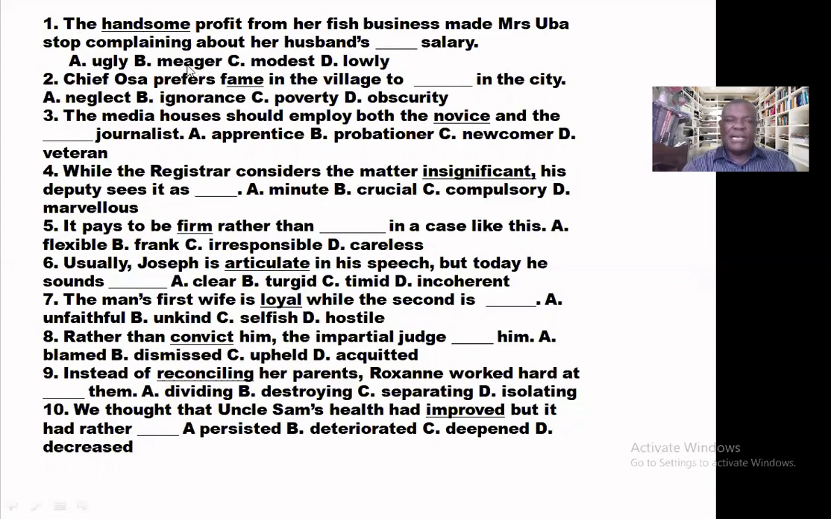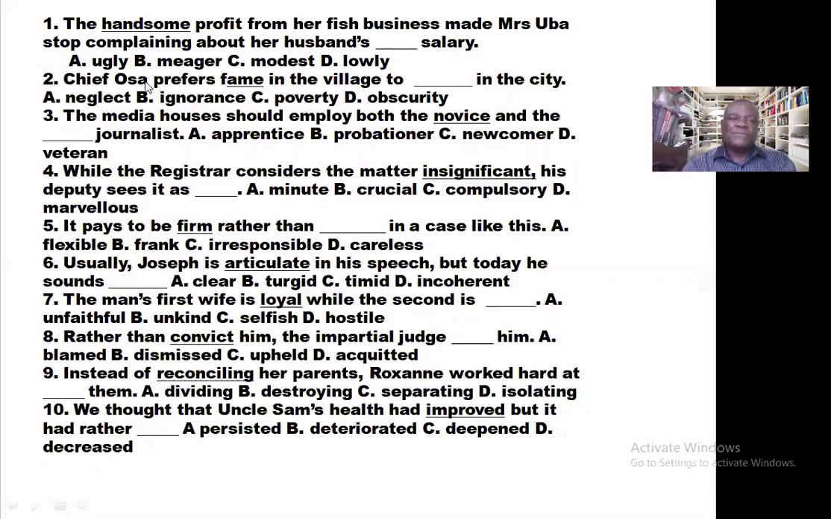B is meager, and this is the correct one. The word meager is poor, you know. So that is the correct answer. Option C is modest, no. D is lowly, no. So the answer is meager.